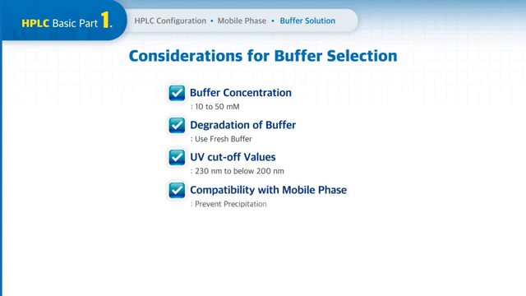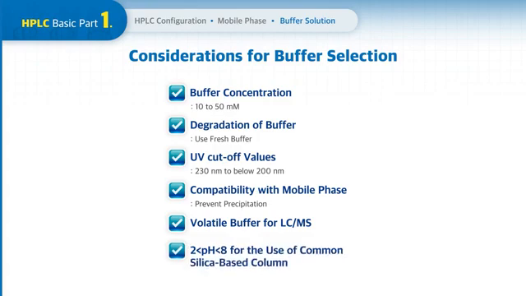Buffer should be compatible with the mobile phase. You need to prevent the precipitation of buffer in the system. A test tube test should be conducted and will determine the buffer precipitation. For use of LC-MS, volatile buffers should be selected according to the recommendation. For the use of silica-based column, pH range should be adjusted within pH 2 to pH 8.